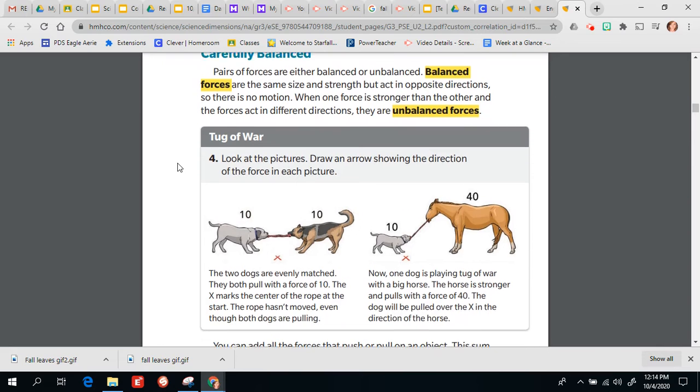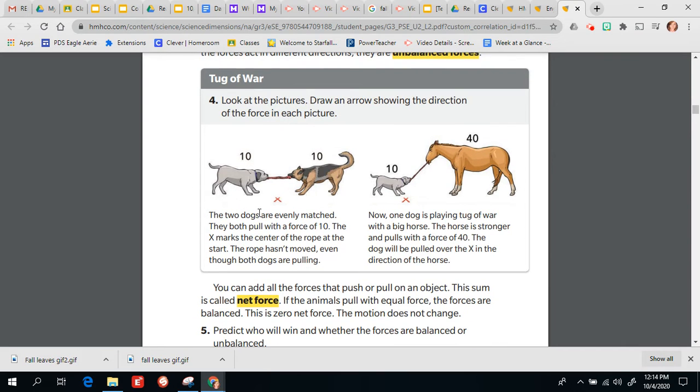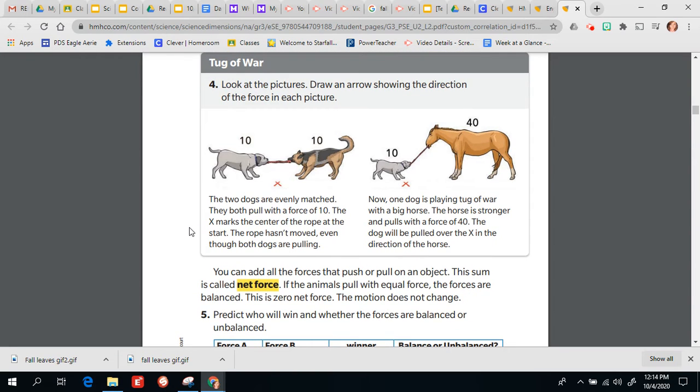Let's look at number 4, tug of war. Look at the pictures. Draw an arrow showing the direction of the force in each picture. Let's read under the picture of the dogs playing tug of war. The dogs are evenly matched. They both pull with a force of 10. The X marks the center of the rope at the start. The rope hasn't moved even though both dogs are pulling.